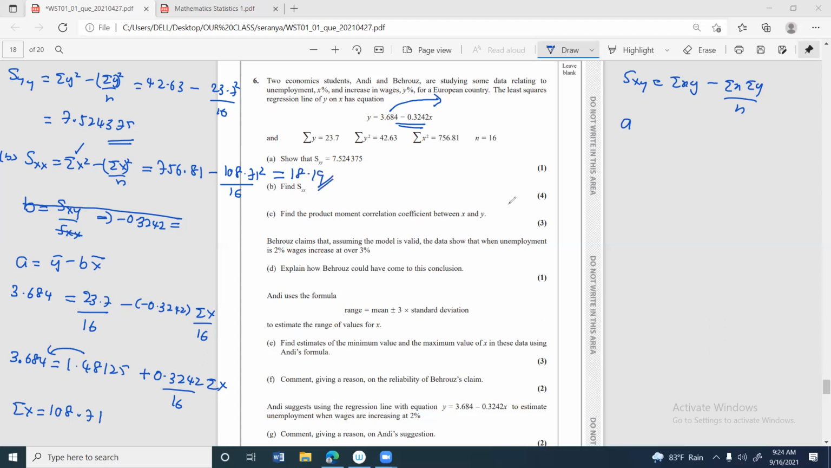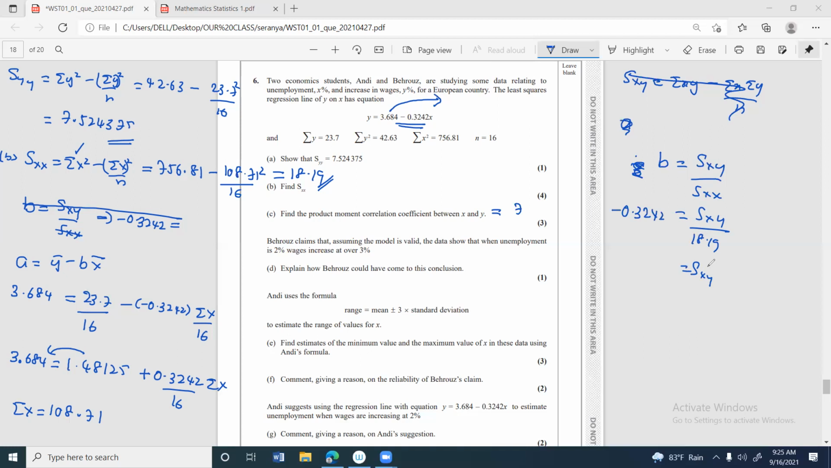Then find the product moment correlation coefficient. The r is Sxy over the square root of Sxx Syy. Do we have the Sxy value here? No, it's not there. So again, we need to find that value. We know the gradient. Sorry, we know b is equal to Sxy over Sxx. So we have to find some tricks to do this question. B is minus 0.3242. Sxy we don't know. Sxx we already found, 18.19.